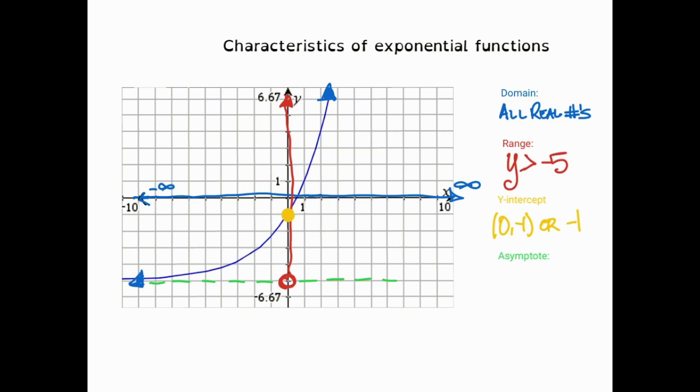So this right here will be my asymptote. Now my asymptote is a horizontal line. That's why I know that horizontal lines are always y equals, and which is the y value that it touches? -5. That's why it will be y equals -5. I hope this helps you to find the characteristics of any exponential function.